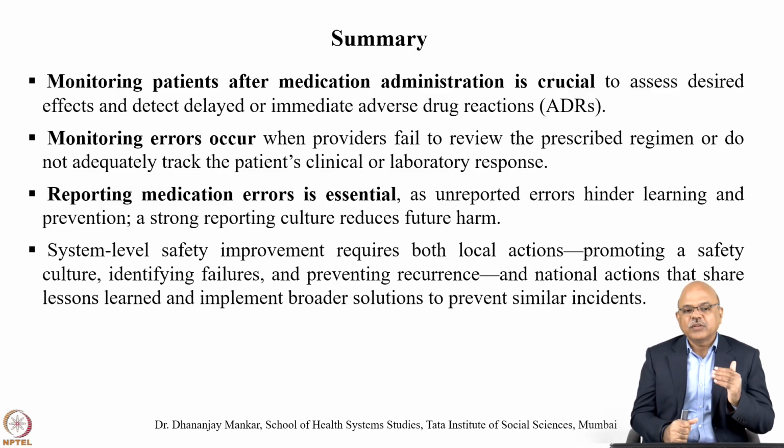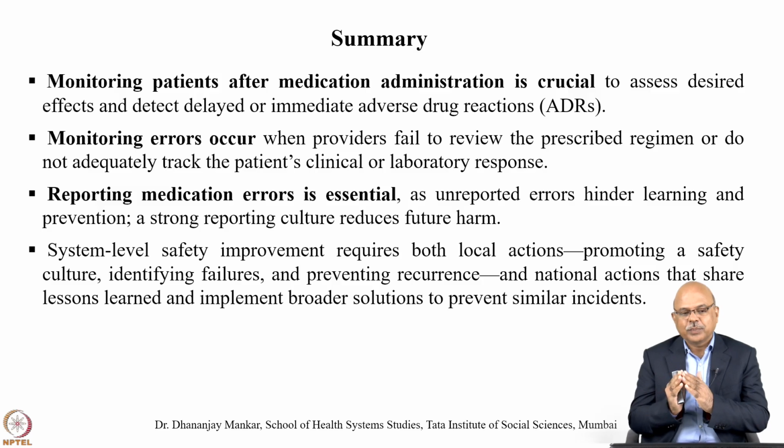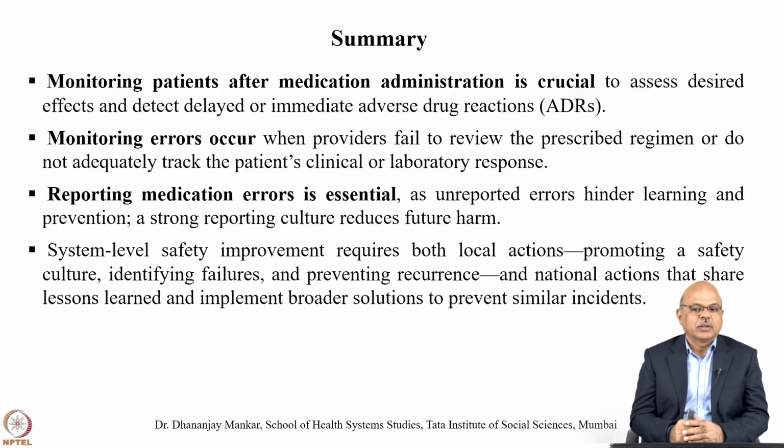And lastly, system level safety improvement requires both local actions, promoting a safety culture, as well as identifying the failures. Promoting a safety culture means responsibly giving support, encouraging, and making it very clear that there will be no punitive action. Along with that, identifying the failures gives data and helps in making responses to reduce this error and also to prevent the reoccurrence.